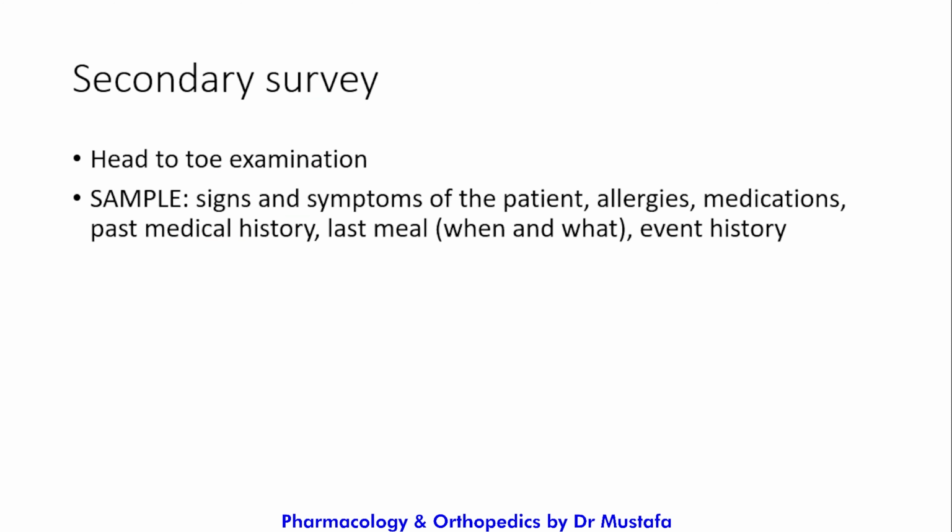After the primary survey and resuscitation comes the secondary survey, which is a head-to-toe examination of the patient. You basically examine every system, and there is a mnemonic, SAMPLE, for the things that you look for in a trauma patient in the secondary survey. The S stands for signs and symptoms of the patient, so you look for those. The A for allergies, the M for medications, past medical history, last meal, when and what, and the event history.